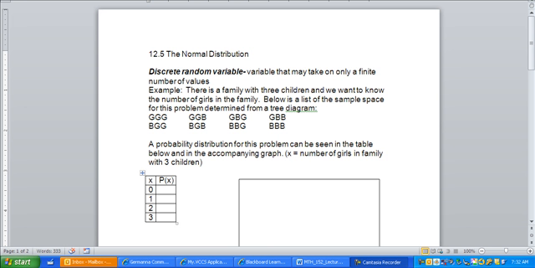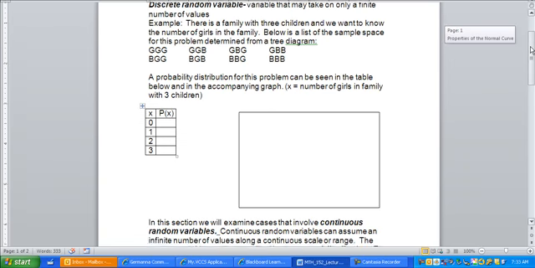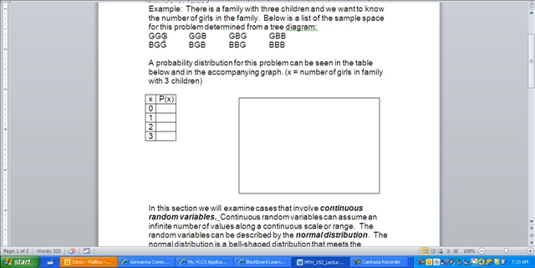We have a family with 3 children, and what we want to know is the number of girls in the family and what the probability will be for each of those numbers. So as we look at the girls, we can see we go from 0 girls, where we have boy, boy, boy, 1 girl, 2 girls, and 3 girls. So 0, 1, 2, and 3 are the possible values for our x, and x is representing the number of girls in the family that has 3 children.